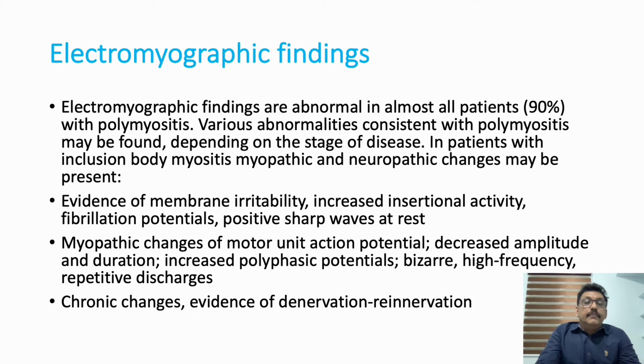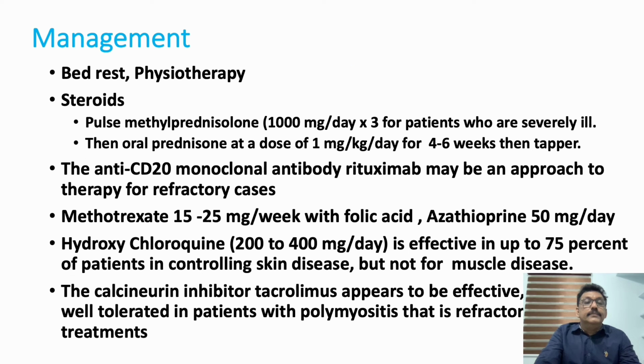Electromyography can be done in all patients who have polymyositis. That shows evidence for membrane irritability, increased insertional activity, fibrillation potentials, positive sharp waves at rest. So these are the common findings in electromyographic changes. So that can be done for all patients.